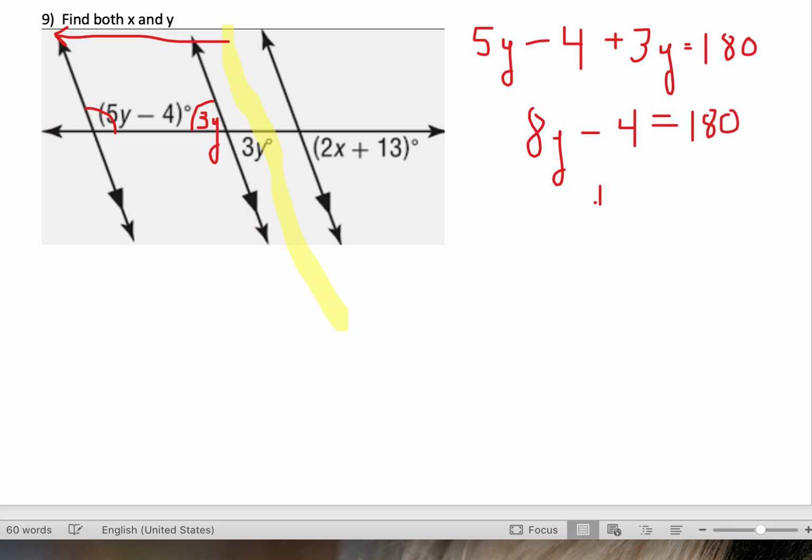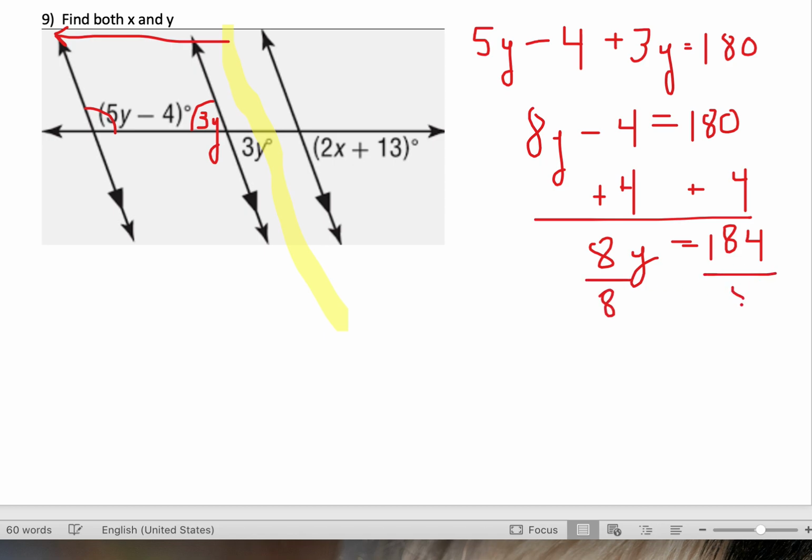And then I'm going to add 4 to both sides, and that gives me 8y is 184. Then I divide both sides by 8, and I get y is equal to 23. Now, you can use the fact that y is equal to 23 to help you find x. If you don't get that y is equal to 23, then you will never get the value of x.